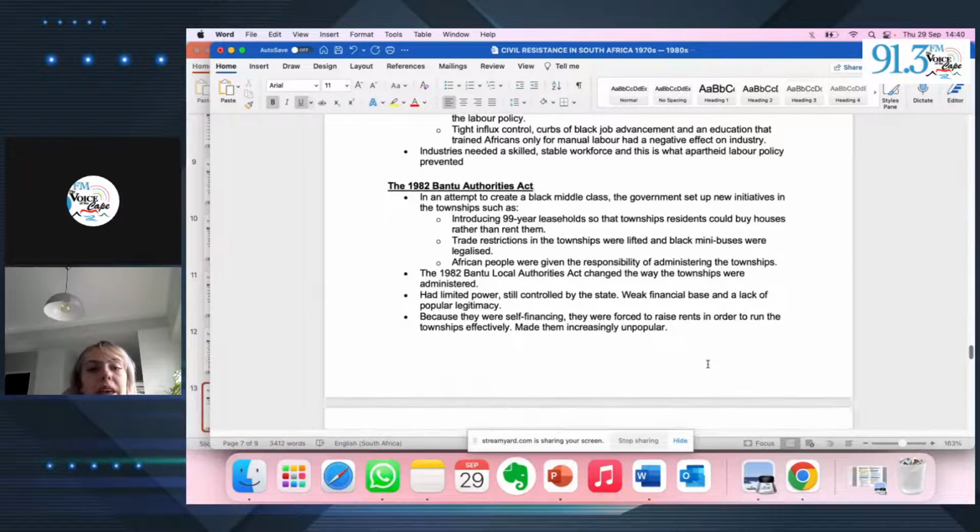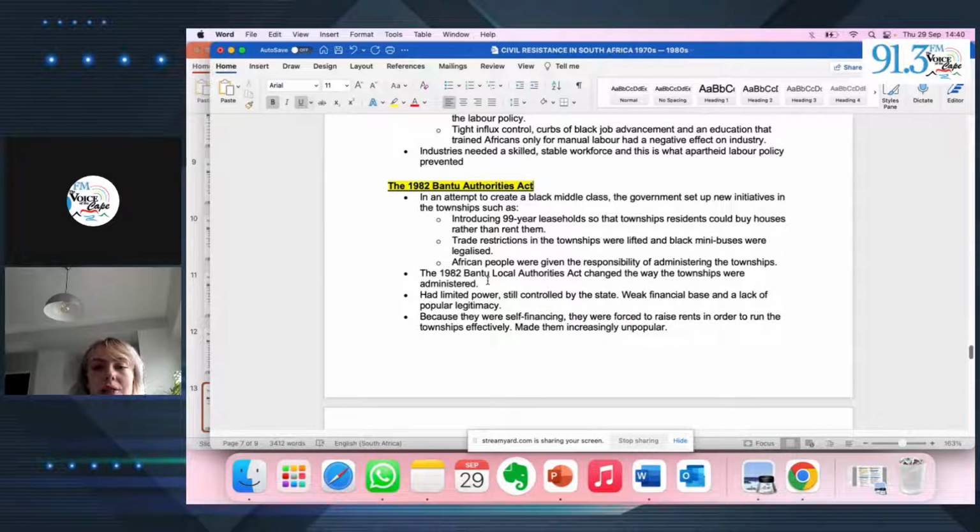Okay, then the 1982 Bantu Authorities Act. So this is where they tried to create a black middle class. In an attempt to create a black middle class, the government set up initiatives in townships such as introducing 99-year leaseholds so that township residents could buy houses rather than rent them.